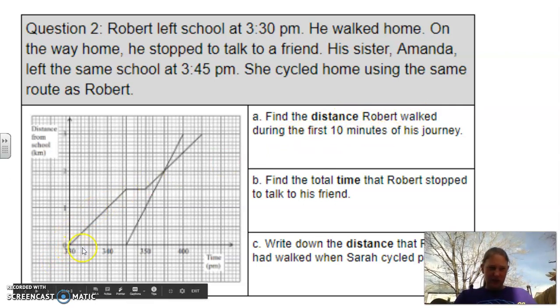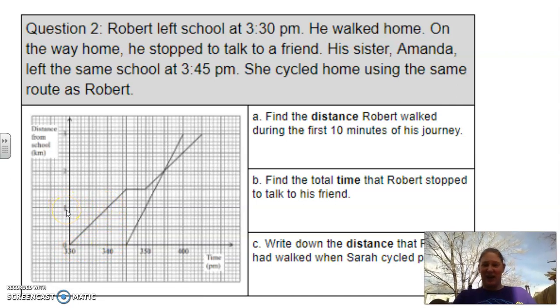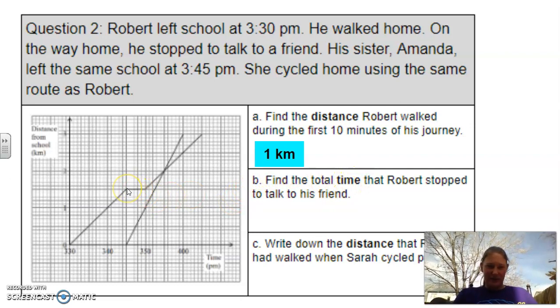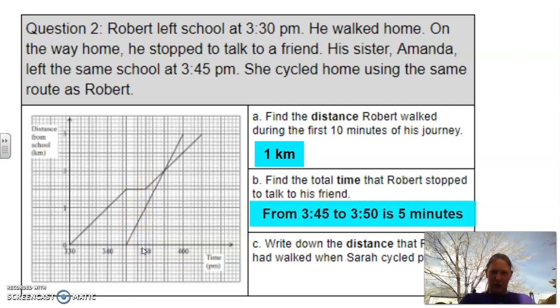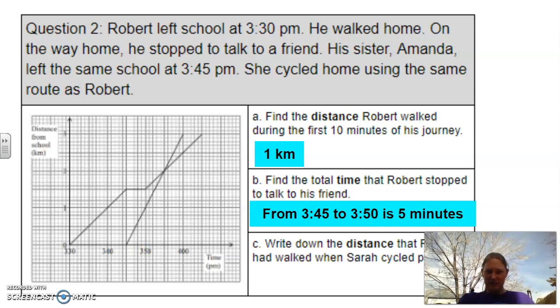So it starts at 3:30. At 3:40, if we go up, we could see he is at the 1 kilometer mark. So he traveled 1 kilometer. B, find the total time that Robert stopped to talk to his friend. So that's the distance here of our flat section. So he started chatting at about 3:45, and about 3:50 he's on his way again. So about a 5-minute conversation.